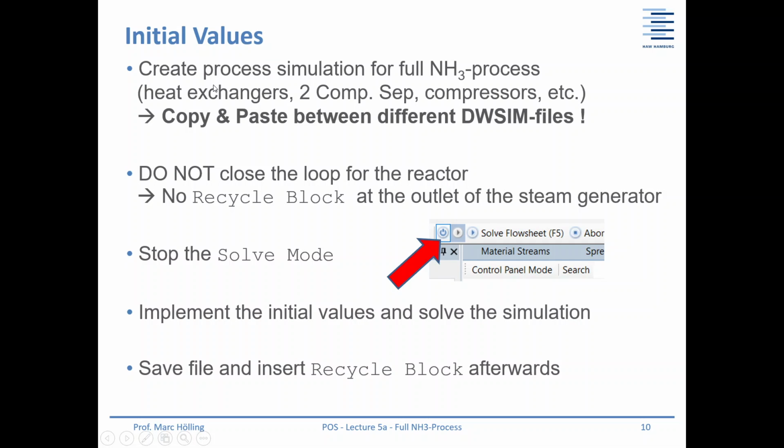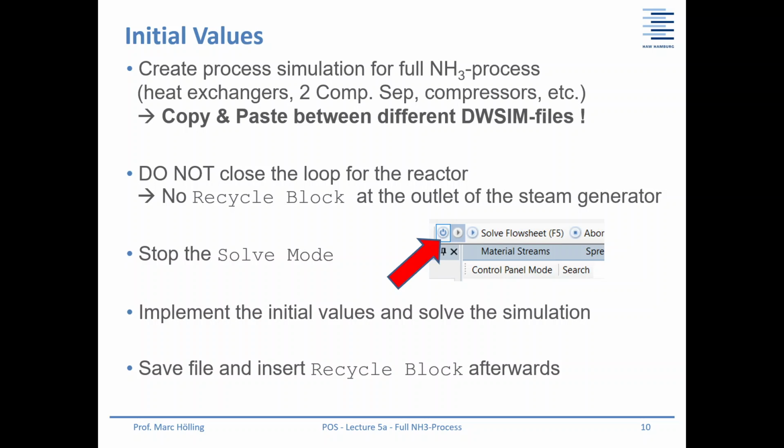Okay, this means you have to create the process simulation for the full ammonia process. This means you have to implement all the heat exchangers, you need the 2 compound separators, you need the compressors, etc. And what might be helpful to you is that you can use copy and paste.